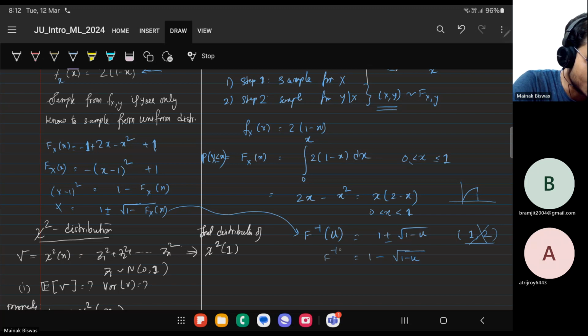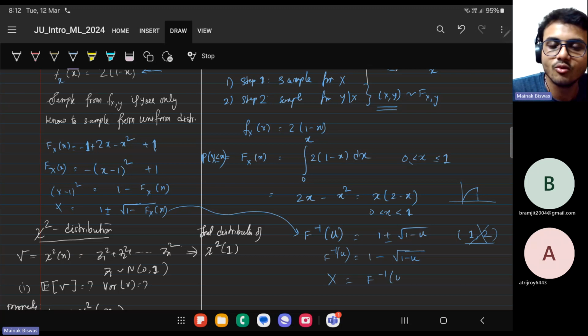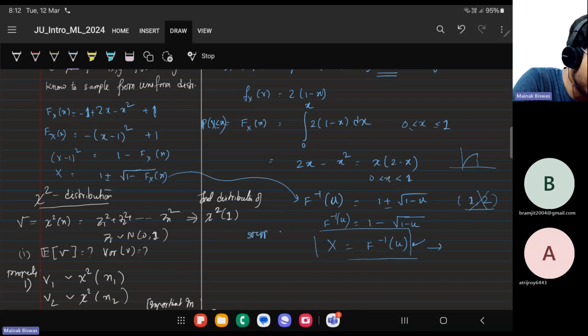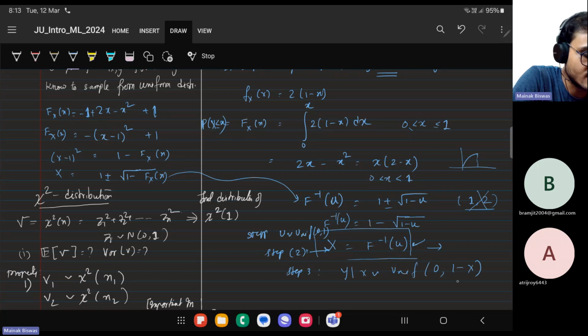Agreed? So now your x is equal to f inverse of u. This is also in your homework. Please try it. Just sample from u, plug it into f inverse, and you will get samples from x. So step 1, u is uniform 0, 1. Step 2, you take the u and put it into this. Step 3, you sample from y given x as uniform 0, 1 minus x, right?